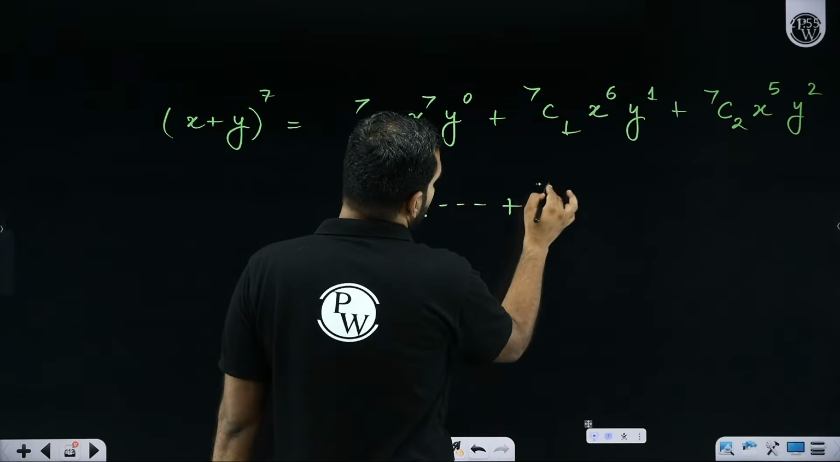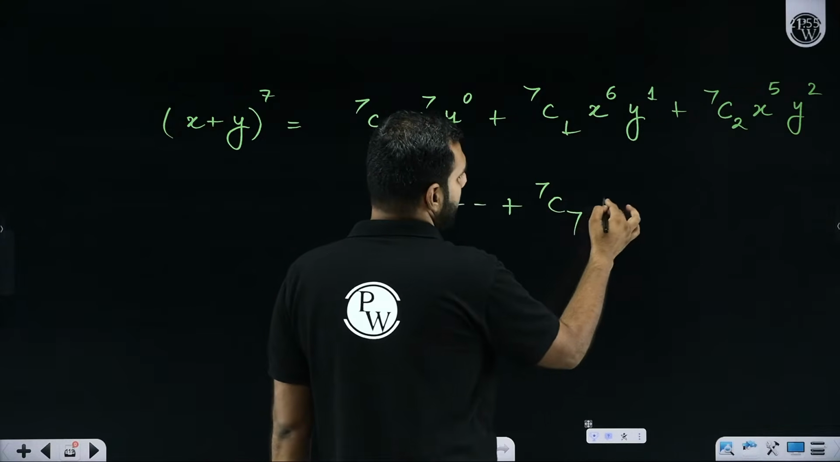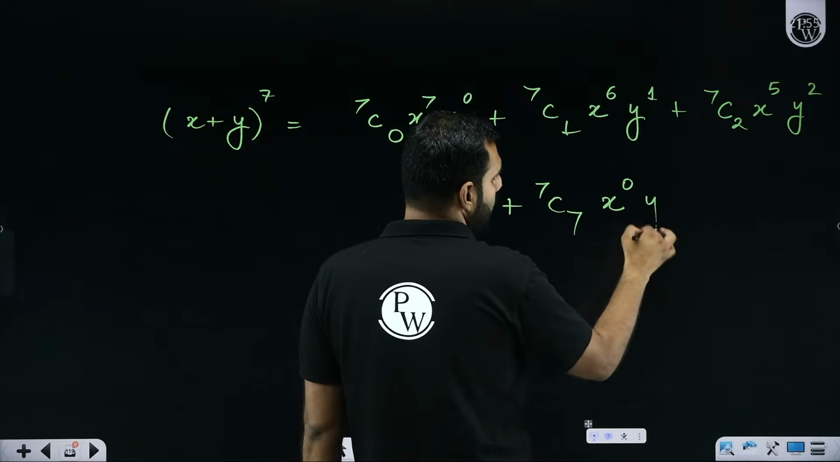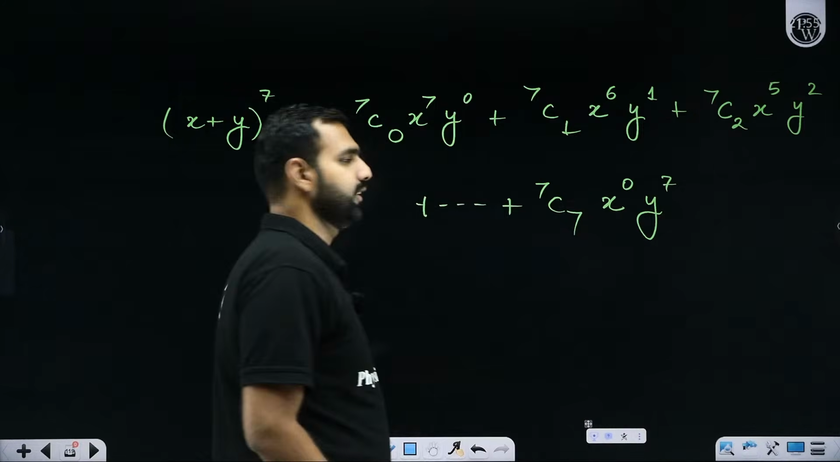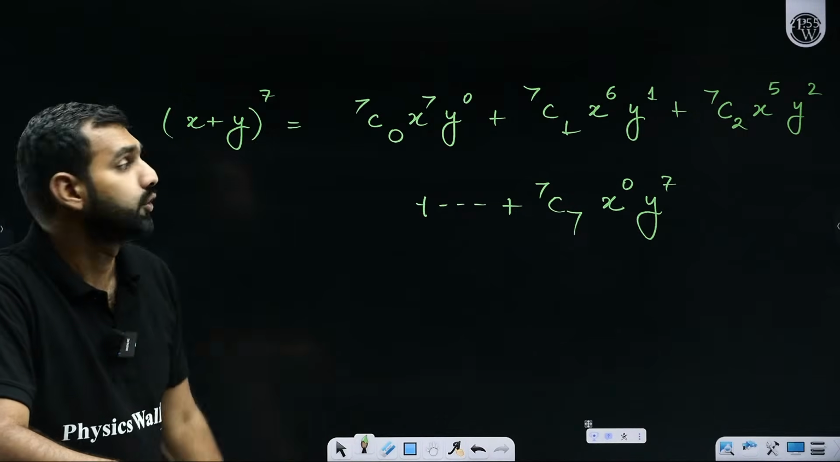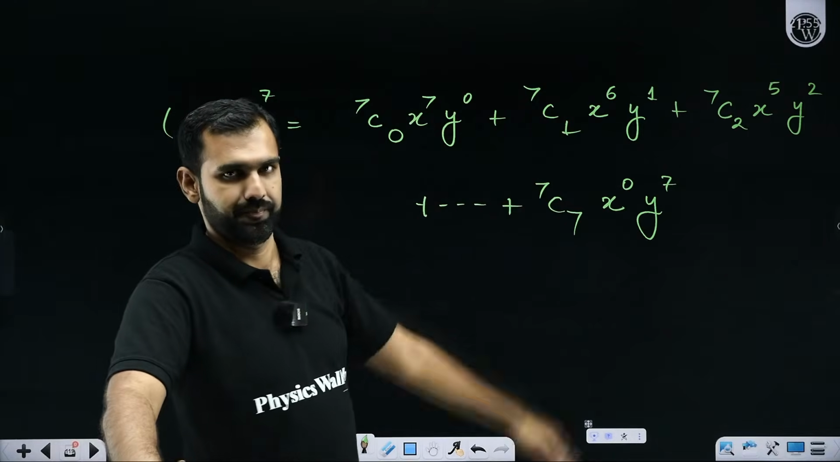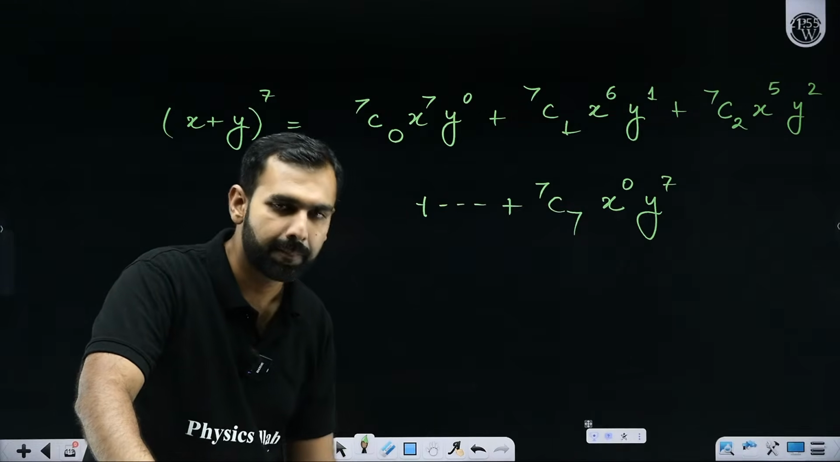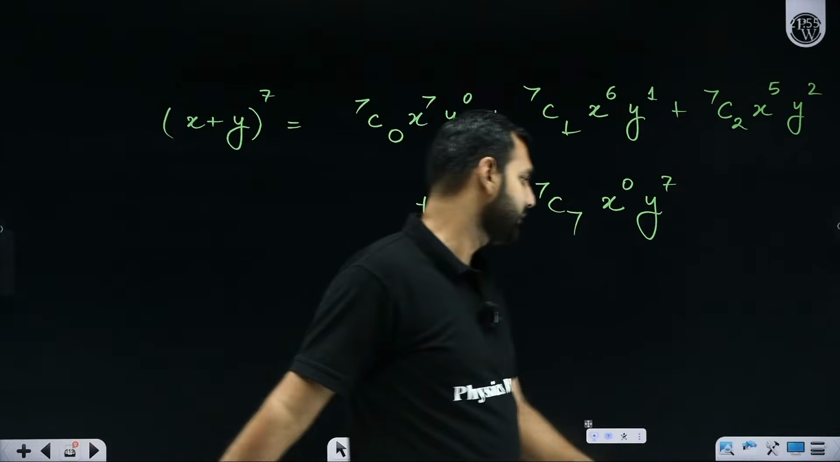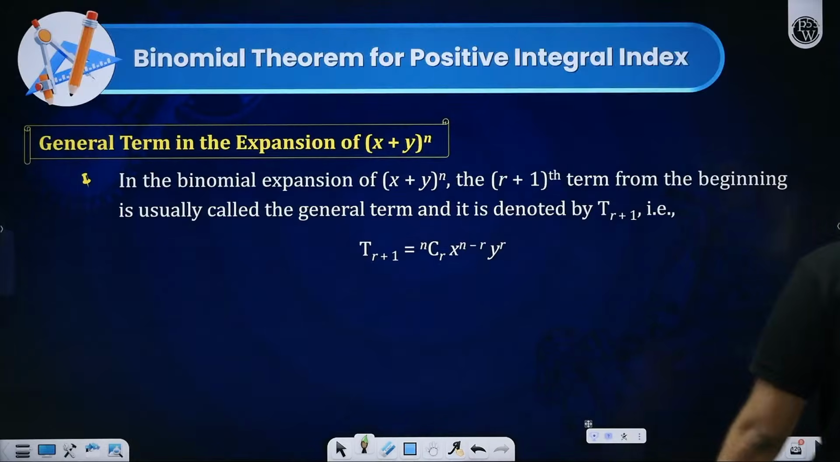And ultimately, you write the last term 7c7, x to the power 0, y to the power 7, and that's it. Your job is done. So that's how you write the binomial expansion. Getting it, everyone? Yes or no? This will be used sometimes in class 12th.